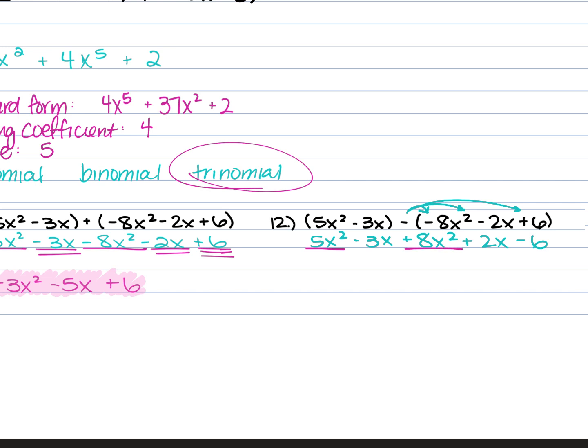You got your x squared with the 5x squared and the 8x squared. Those are like terms. It gives you 13x squared. Then you have negative 3x and positive 2x, which is just negative x. And lastly, you have that negative 6, which gets dropped down. So that's 13x squared minus x minus 6.